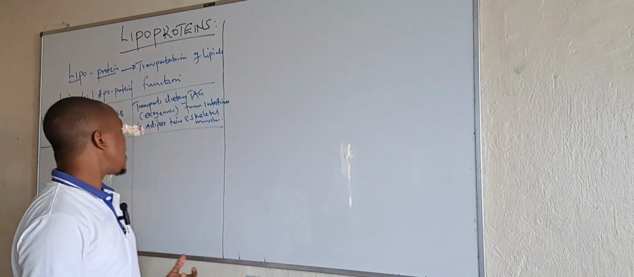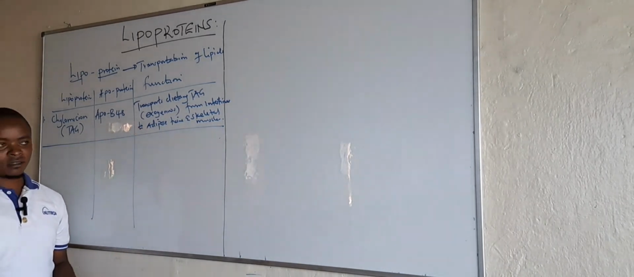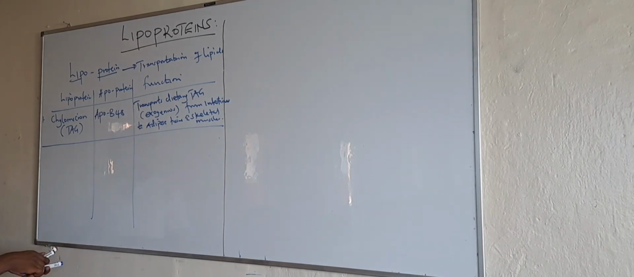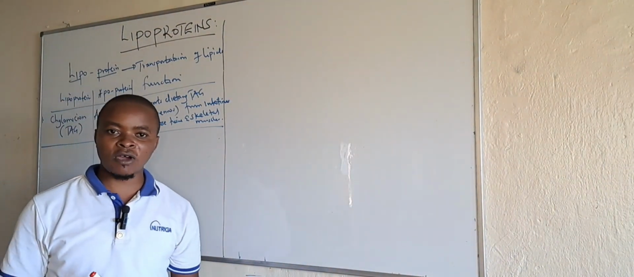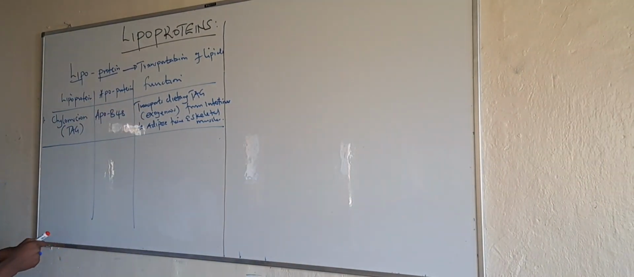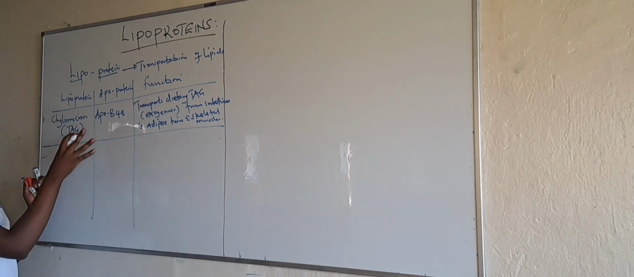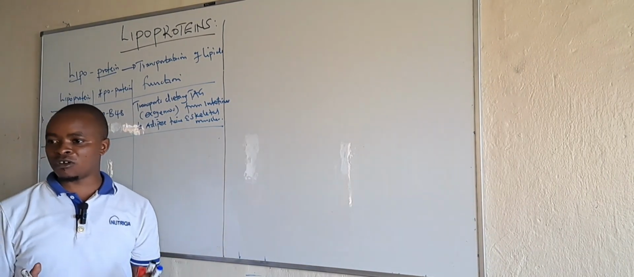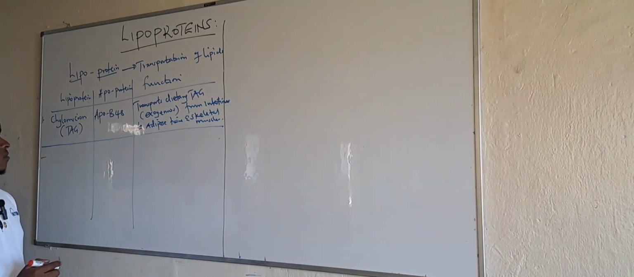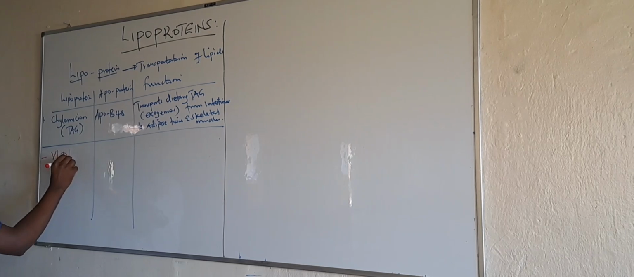And the major apoprotein is ApoB48. Then the next one: when the chylomicron is being broken down, it forms what we call very low density lipoprotein.